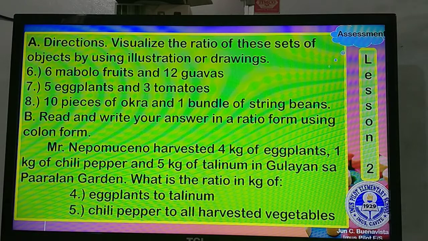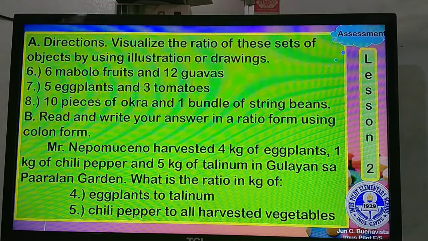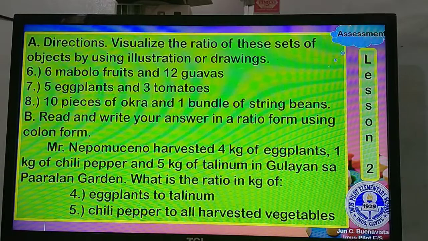Okay, number 7. 5 eggplants and 3 tomatoes. Again, you're going to draw that. Then number 8. 10 pieces of okra and 1 bundle of string beans. What do you mean by string beans? Your sitaw. For letter B, read and write your answers in ratio form using column form.